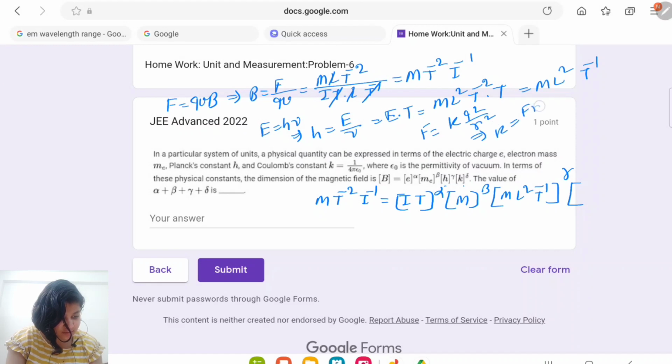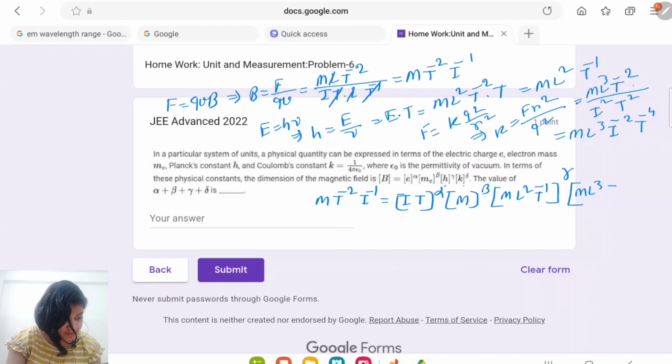So k comes out to be F r square by q square. That means M L T to the minus 2, r square is L square, so L cube by I square T square. So M L cube I to the power minus 2 T to the power minus 4. So (M L cube I to the power minus 2 T to the power minus 4) whole to the power delta.